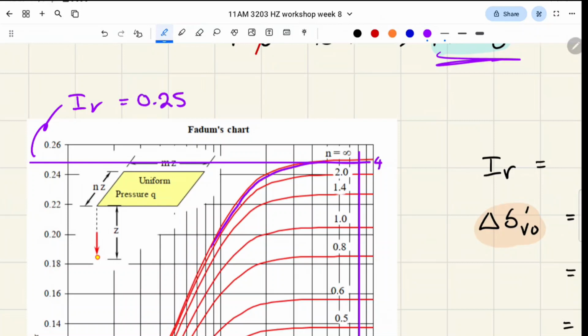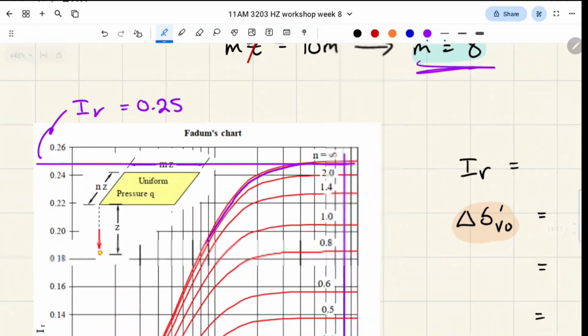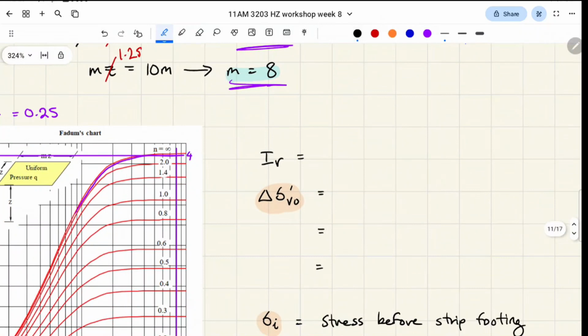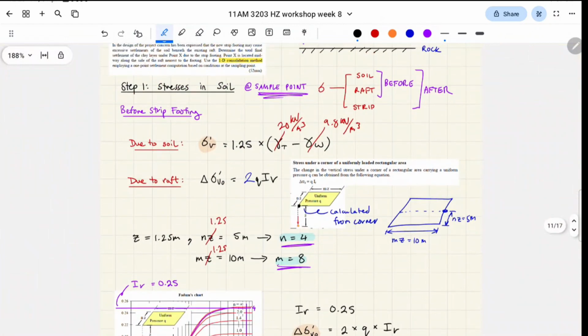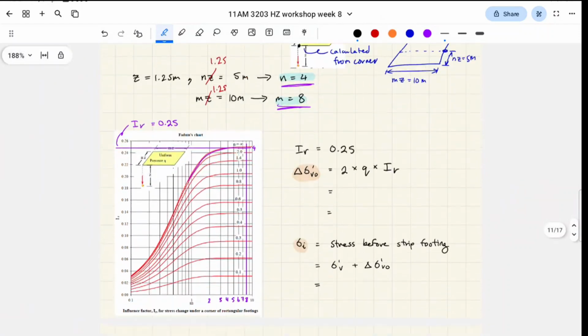0.25. Yep. It's never the answer you think it is. Okay. So that's IR, that's our influence factor, right? Now we just plug in, remember the 2, into our formula. So does everyone understand why we multiplied it by 2? It's because we're doing 2 half rectangles from the corner, right? Okay.